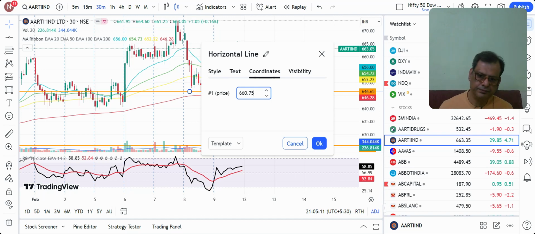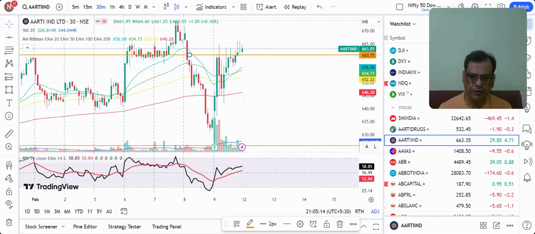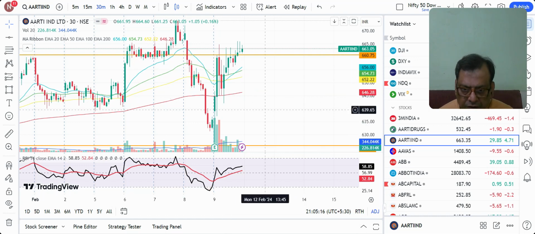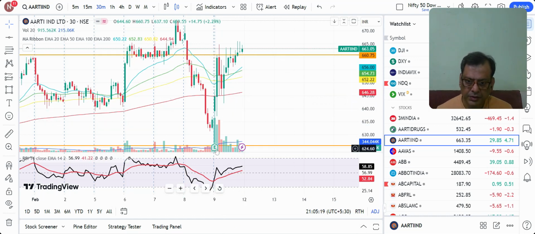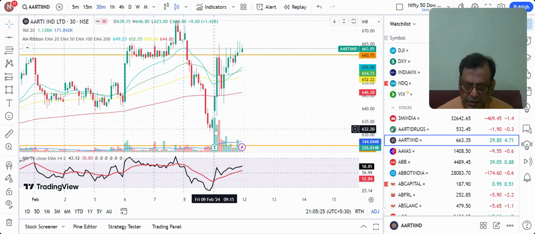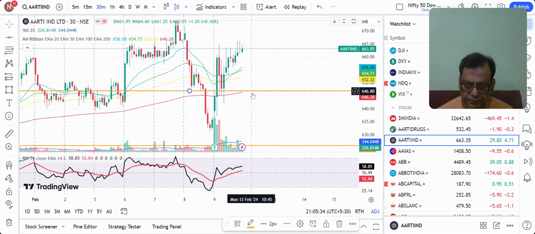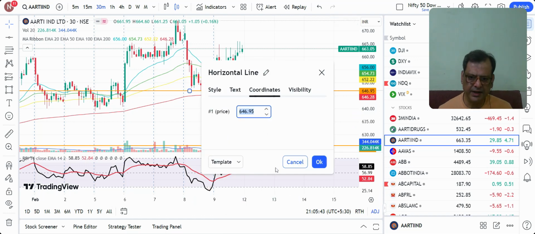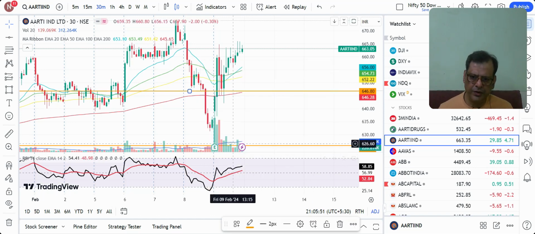660.75. There you go. Do you see this? I've put in the wrong price. It was 646.80. Let's make it precise because you want to be taking a trade and you don't even want it to be off by 5 paisa.